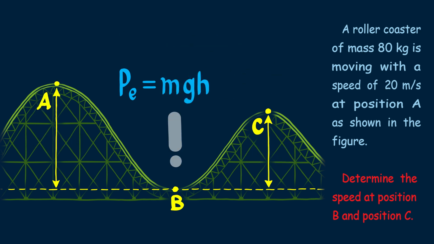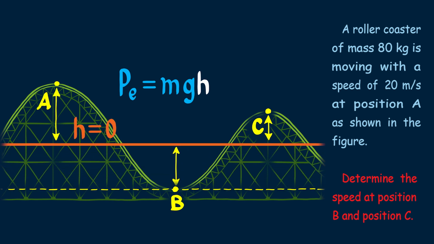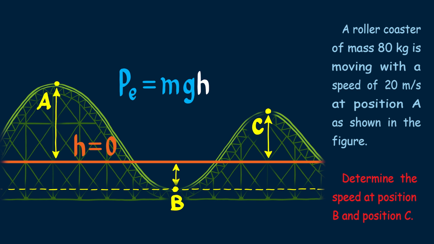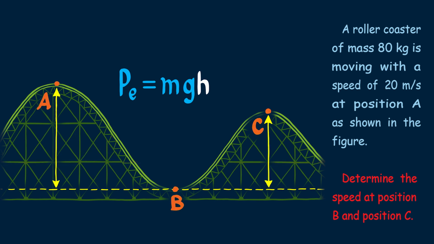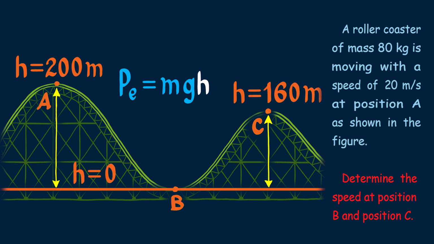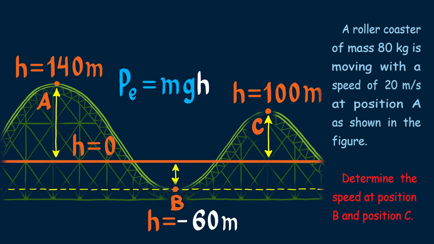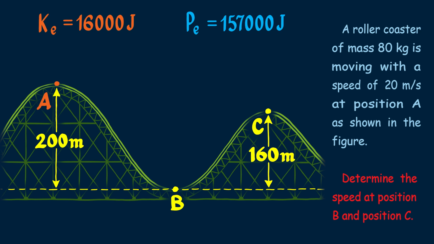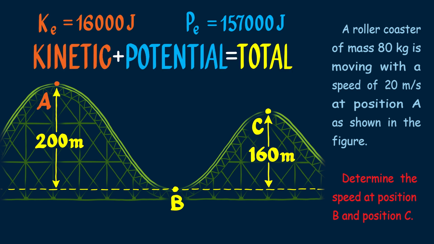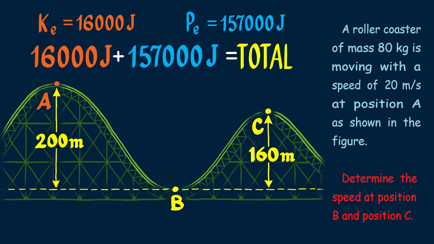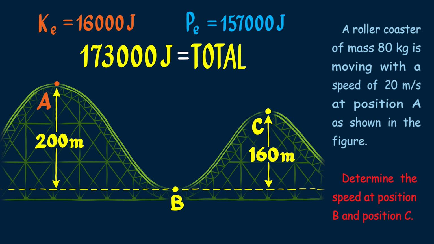Quick note. When putting in a number for the height, you can technically measure it from any spot, as long as you are consistent and measure it from the same spot at both point A and point B. In this case, we're going to measure the height from the ground and call that 0. But you may see other problems where the height is measured from somewhere in the air, and thus height can be negative. So moving on, we now add the kinetic and potential energy together to get the total energy at point A, which is 173,000 joules.